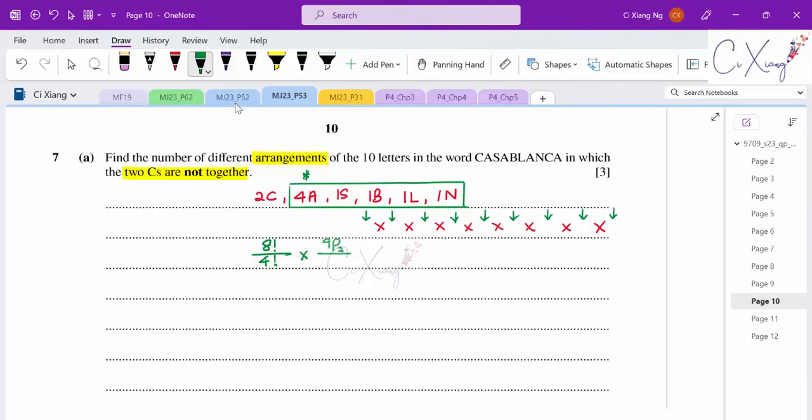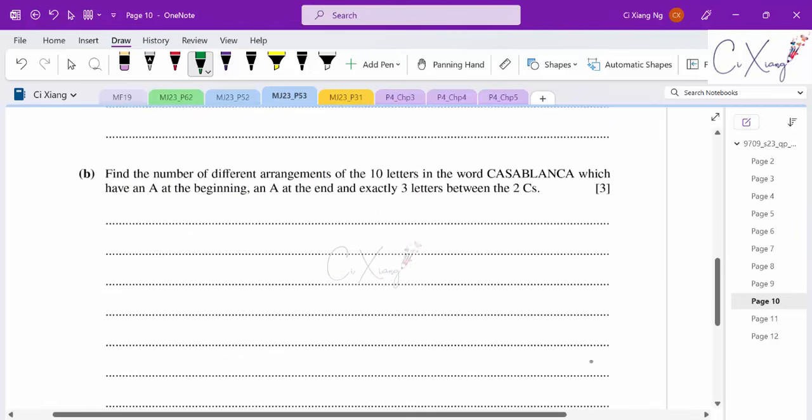But because the 2 Cs are identical letters as well, you have to divide by 2 factorial. So this part is basically for the Cs, and this part is for the 8 letters that we arranged first. Then simplify this expression, and you should get 60480. So this is what you have for part A. Let's proceed to part B.